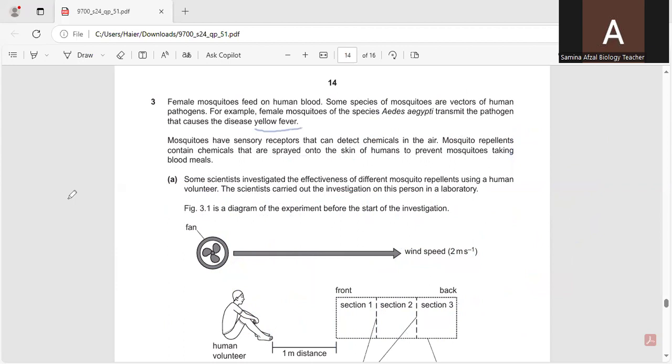Mosquitoes have sensory receptors that can detect chemicals in the air. Mosquito repellents contain chemicals that are sprayed onto the skin of humans to prevent mosquitoes taking blood meals. Some scientists investigated the effectiveness of different mosquito repellents using a human volunteer. The scientists carried out the investigation in a laboratory. Figure 3.1 is a diagram of the experiment before the start of the investigation.